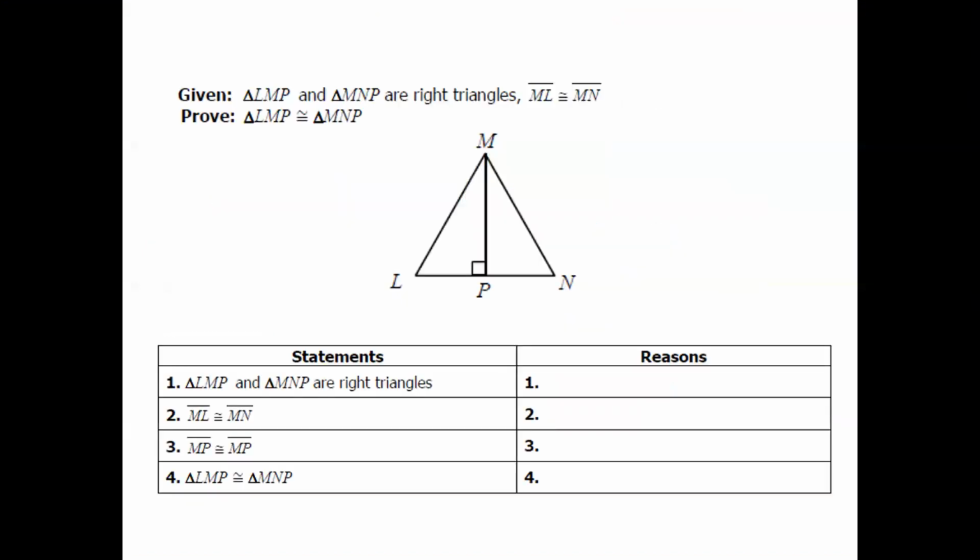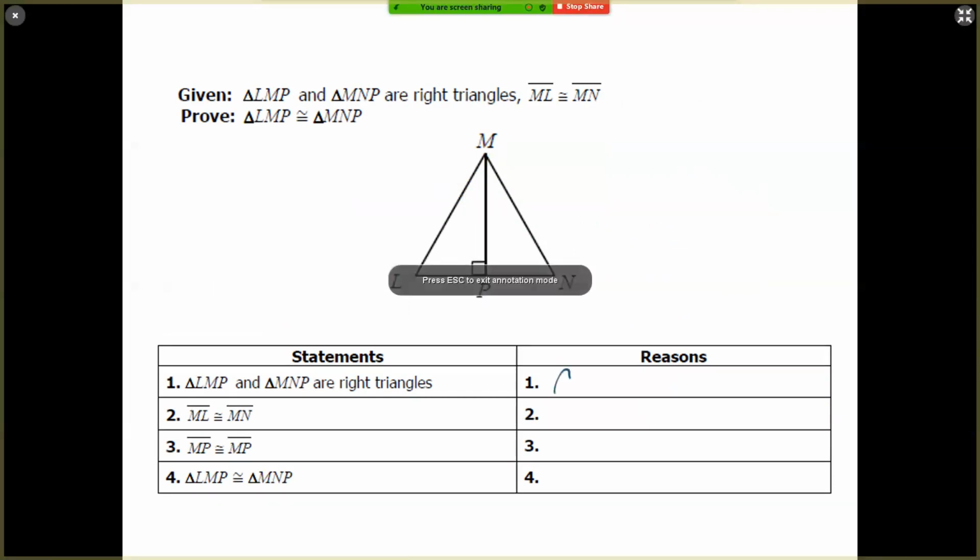So looking at this next question, we're given that we have two right triangles. So for reason number one, we're going to write given. That was given to us. It's actually already marked in our diagram. The second thing we were given is that ML is congruent to MN. So this is congruent to this, given. And those are actually both hypotenuse. So they're opposite of the right angles.